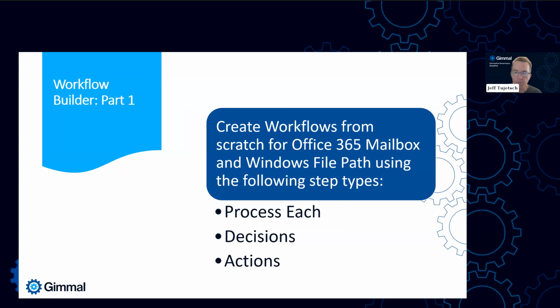Making the workflows today, we're going to do 3 different steps. We're going to use the process each, the decisions, and the actions. Process each is basically the hierarchy we're going to build of a data source, like from a mailbox to a folder to a message. Decisions are what we want to check from a metadata and/or content perspective. And then actions, what do we want to do with that data once we find it?